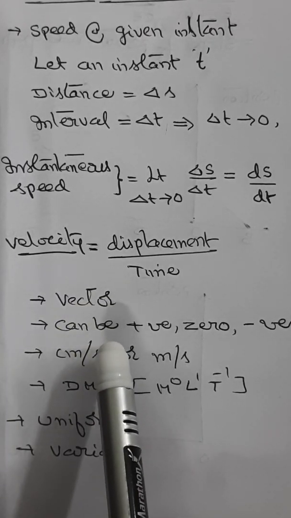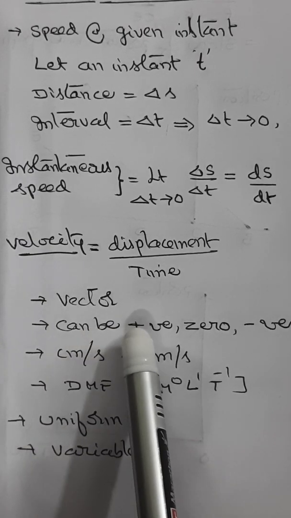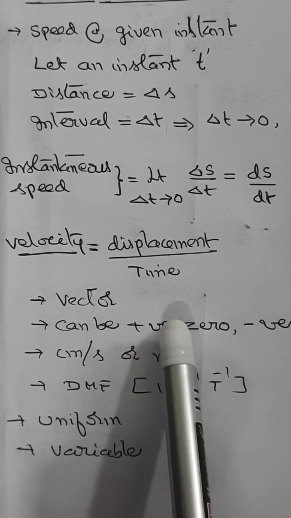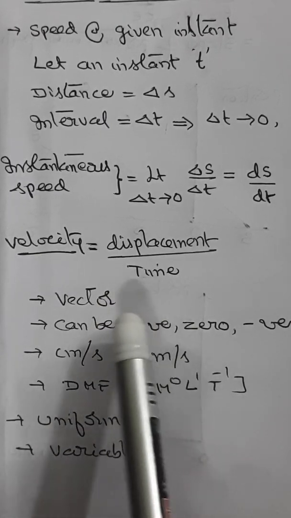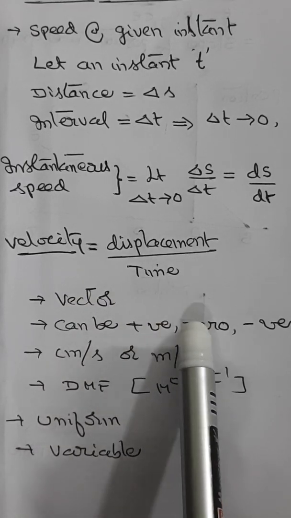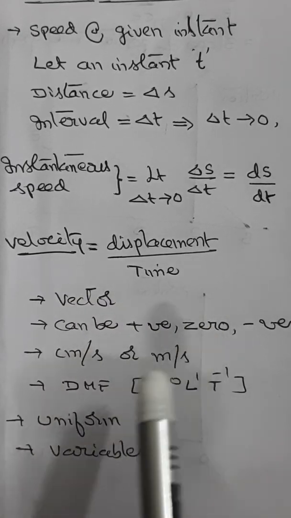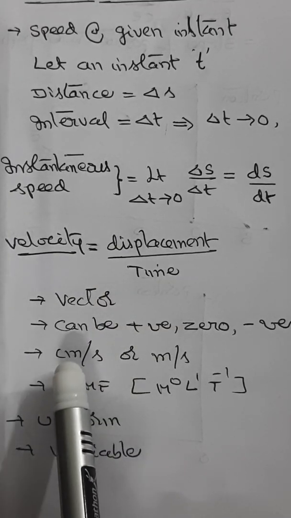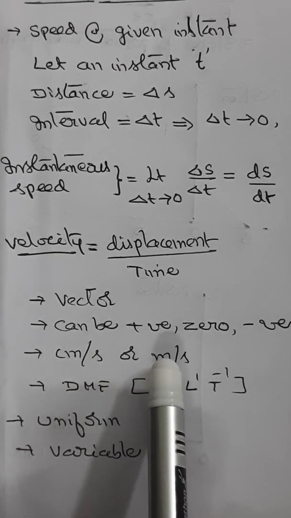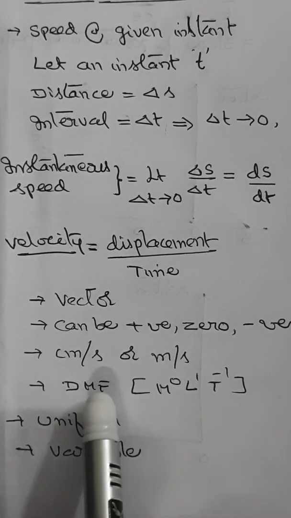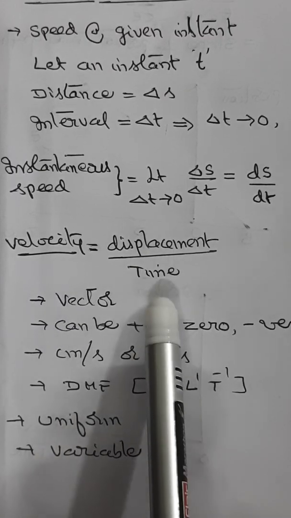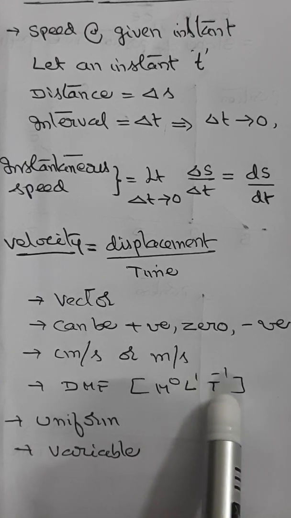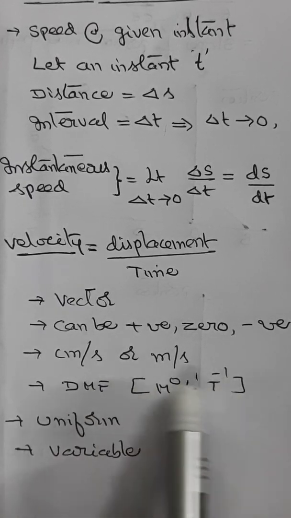So the velocity of an object can be positive, 0 and negative according to its displacement, because if displacement is positive, velocity is positive. If displacement is 0, velocity is 0. If displacement is negative, then velocity can be negative. The unit of velocity, displacement by time, same as speed, is centimeters per second in the CGS system, meters per second in the MKS or SI system. And the dimensional formula, because it is displacement by time, nothing but length by time, is L T power minus 1, M0. This is the dimensional formula.